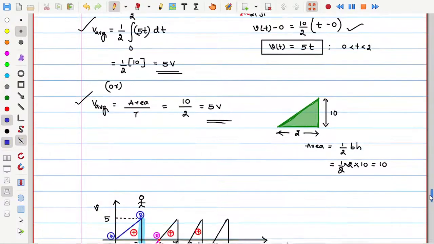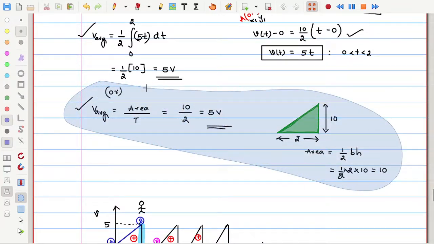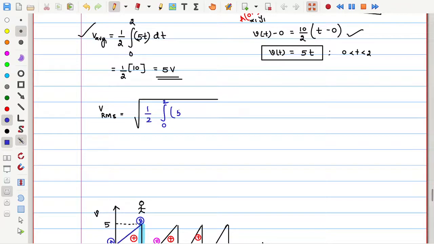So this waveform, right? Let me consider here. Let me remove this section because it is not required, so that I'll get some space here. I'll write. So tell me now, what is the RMS value? V RMS is square root of 1 by 2 integral over 0 to 2 of 5t whole square.